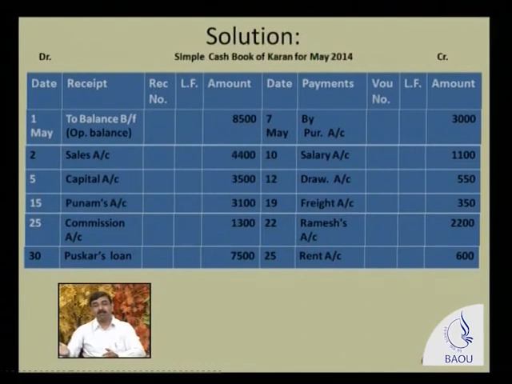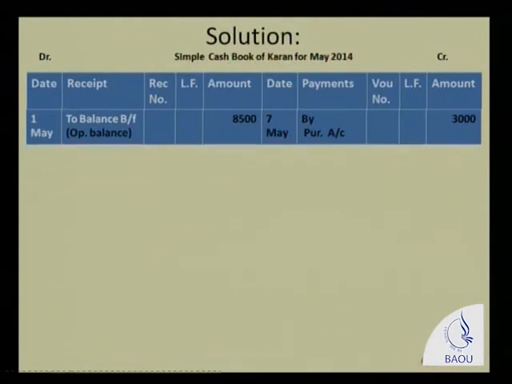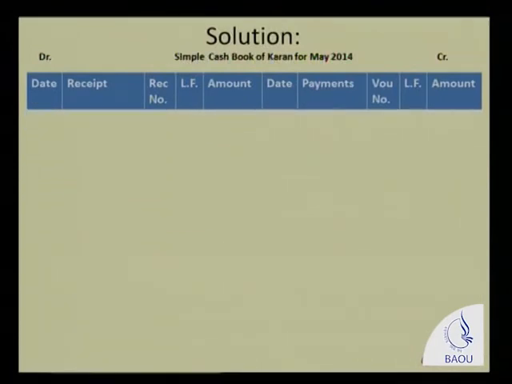Now see the rent paid on the credit side, on the payment side. When you pay rent, cash goes out. For what does it go out? For paid rent. So rent account debited to cash account. So date 25th, by rent, in front of that 600 rupees. So this is the way to record the transactions of commission as well as rent.